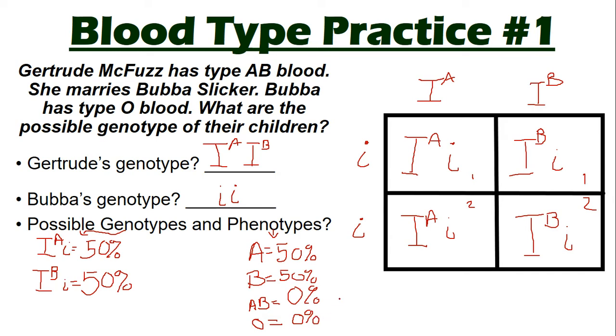A question that could be asked is, what is the probability that Gertrude McFuzz and Bubba Slicker will have a child with type A blood? And you would say 50%. Another question that could be asked here is, what is the probability that their children would have a recessive allele present? It means just one of them, and that would be 100%.